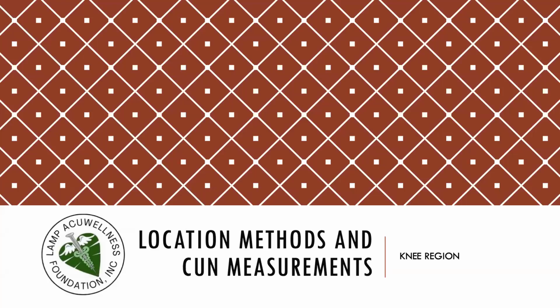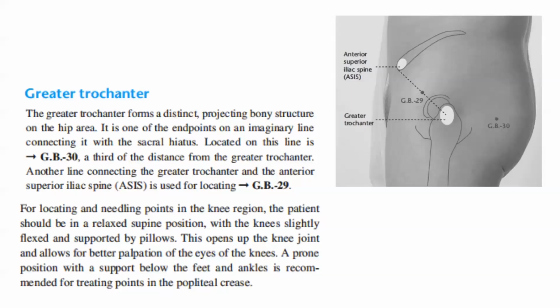Now let's go to location methods and tune measurements. This time we talk about the knee region. The greater trochanter forms a distinct projecting bony structure on the hip area. It is one of the endpoints on an imaginary line connecting it with the sacral hiatus. Located on this line is GB30, a third of the distance from the greater trochanter. Another line connecting the greater trochanter and the anterior superior iliac spine is used for locating GB29.